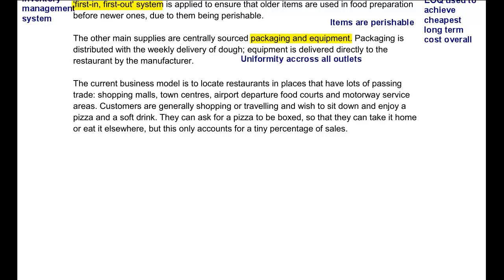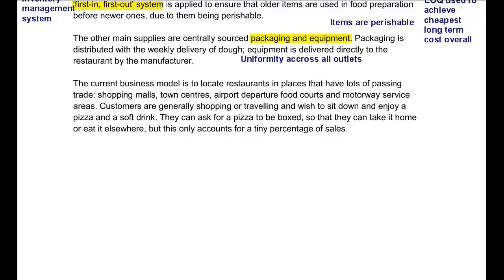Which helps the central office to keep the brand the same and uniform across all restaurants, so that when you go into a Pizzatime in one part of the country, it's exactly the same as when you go into a Pizzatime in the other part of the country.